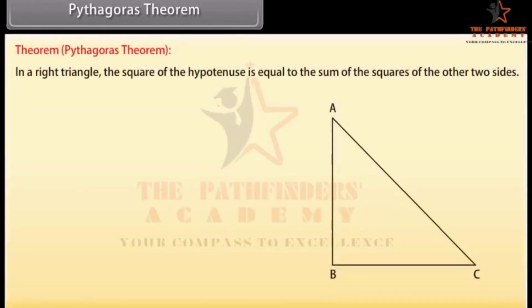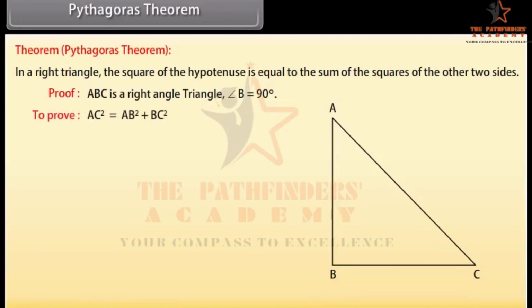In a right triangle, the square of the hypotenuse is equal to the sum of the squares of the other two sides. Let us prove this theorem. Given: ABC is a right-angled triangle, angle B is equal to 90 degrees. To prove: AC square equals AB square plus BC square. Construction: draw BD perpendicular to AC.